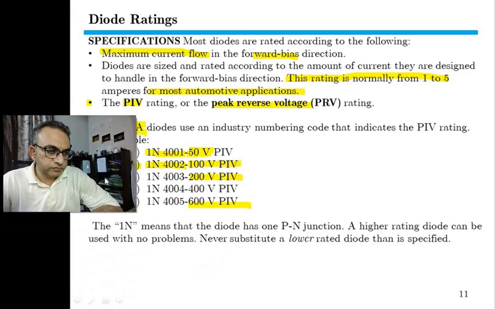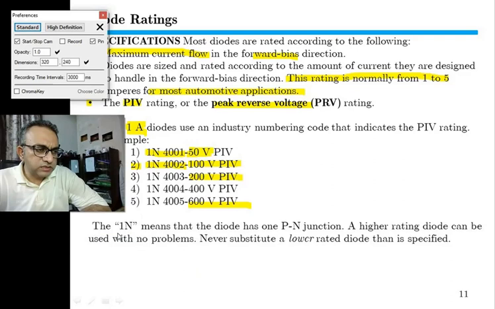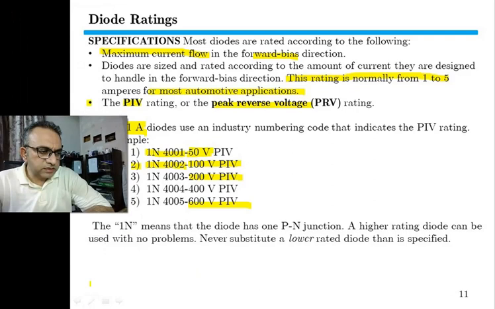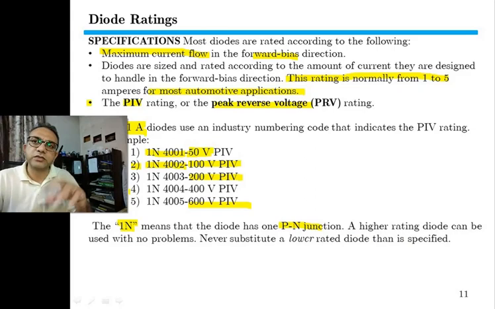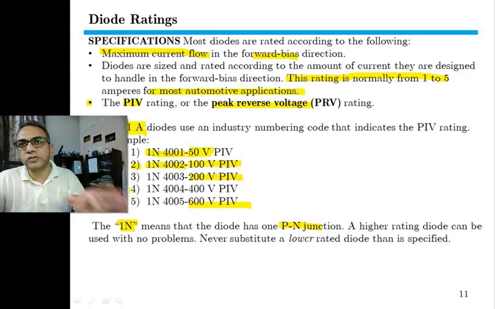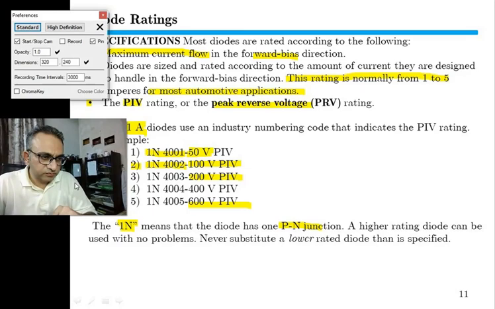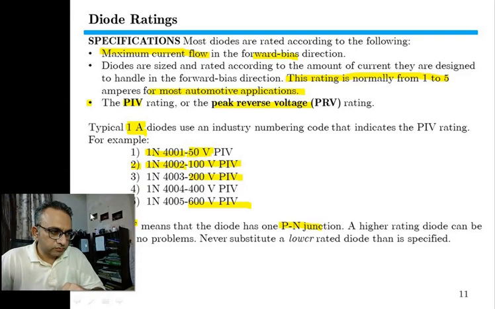Now in all these diodes, what does this 1N mean? This 1N means that the diode has one PN junction. This device only has one PN junction. So naturally, if an electronic device only has one PN junction, it is just a simple diode. It is not a transistor or any other device. Right, so next slide.